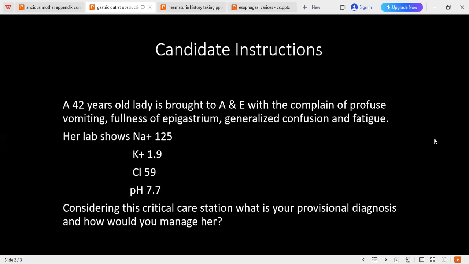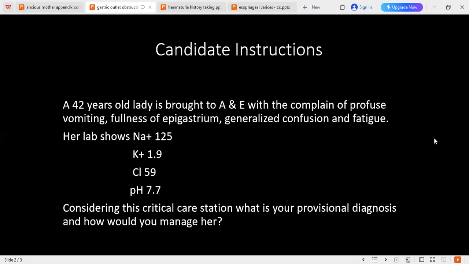Do you think this lady is fit to be operated right now? I don't think so. She needs to be shifted to critical care after resuscitation. And after that, proper investigations need to be done. If endoscopic dilatation can be done, that would be the most minimally invasive. Otherwise, we can go for a gastrojejunostomy.